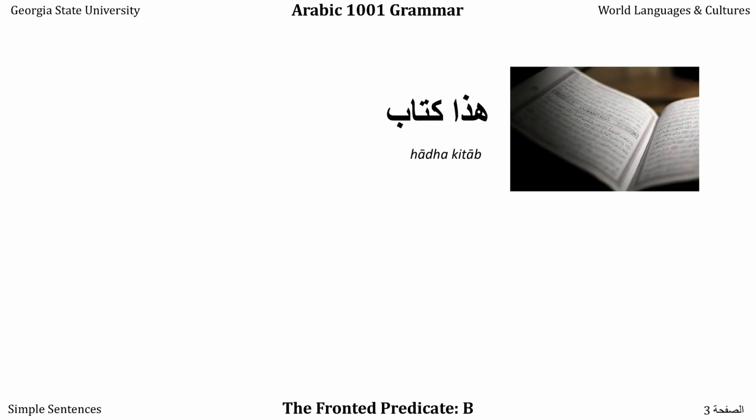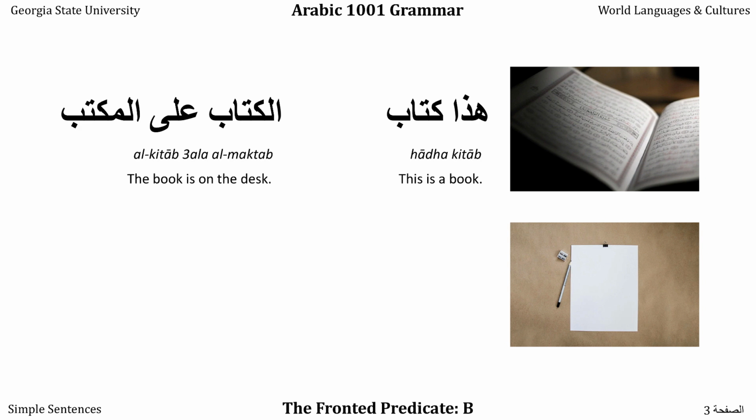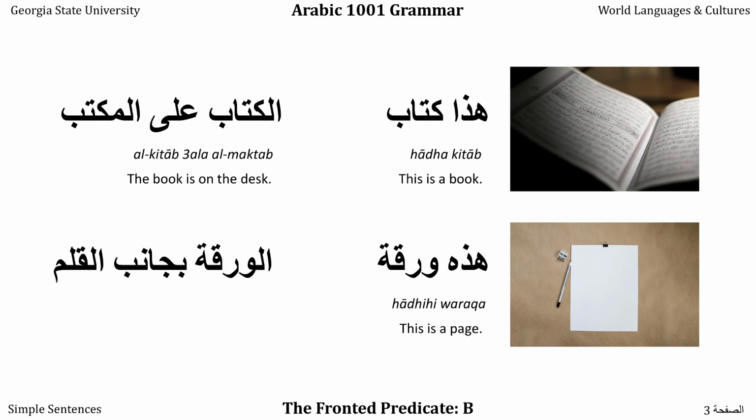We know that hadha kitab means this is a book because we go from definite to indefinite. We can say al-kitab al-maktab, the book is on the desk. We can use a prepositional phrase as the khabar or predicate or second half of the sentence. We can do the same thing with a feminine object. We can say hadhihi waraqa, this is a page, and we can say al-waraqa bijanib al-qalam, the page is next to the pen. Once again, we have used a prepositional phrase for the khabar or second half of the sentence.